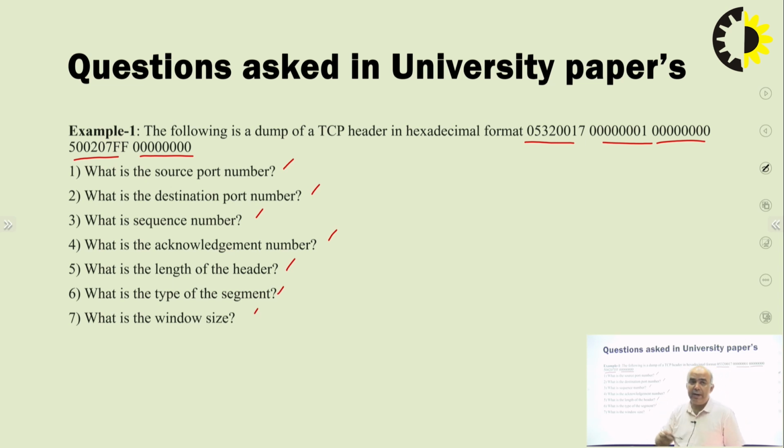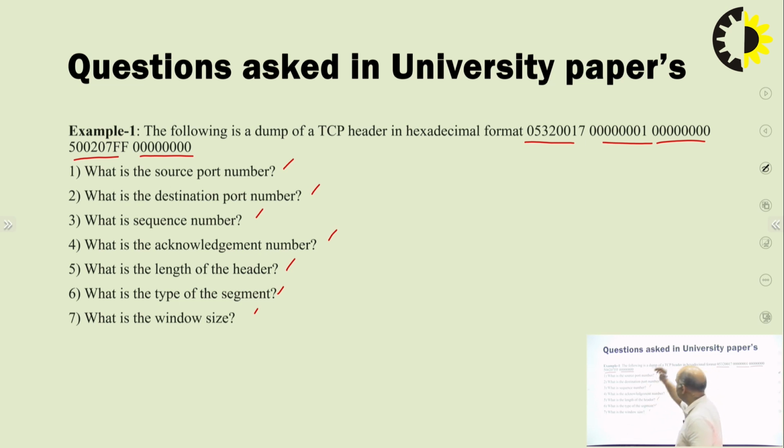In order to determine these, as we already know, this is a 32-bit wide header, in which we have a 16-bit source port number, a 16-bit destination port number, then a 32-bit sequence number, a 32-bit acknowledgement number, then 4 bits of header length, then 6 bits reserved, then 6 bits for the flags, in which we have to identify what type of segment it is and what it is intended to do. Then we have the window size, and so on.